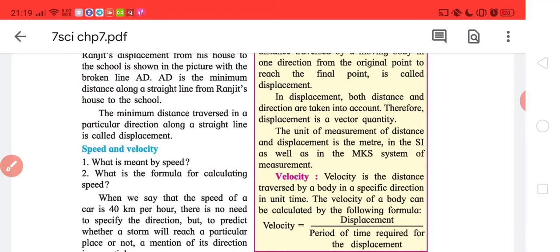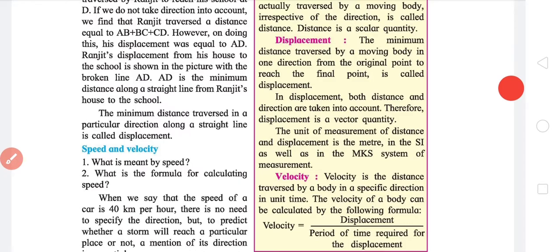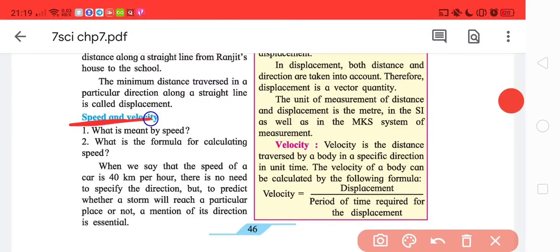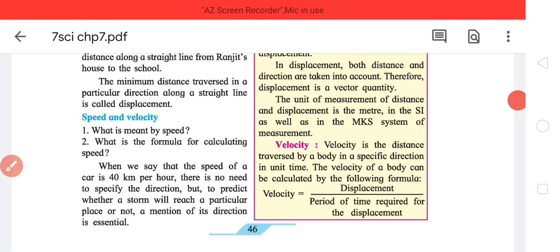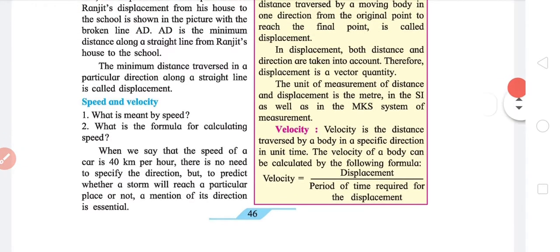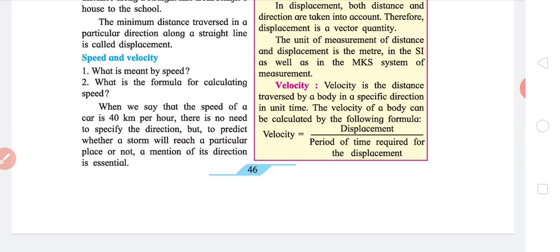And so what is velocity? Velocity is the distance traversed by a body in a specific direction in unit time. Basically, displacement divided by time, and that is given by the formula. So coming back to the heading, speed and velocity. When we say that the speed of a car is 40 km per hour, there is no need to specify the direction. But to predict whether a storm will reach a particular place or not, a mention of its direction is essential.